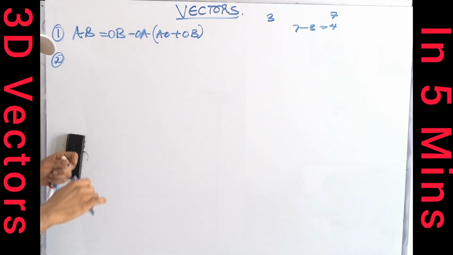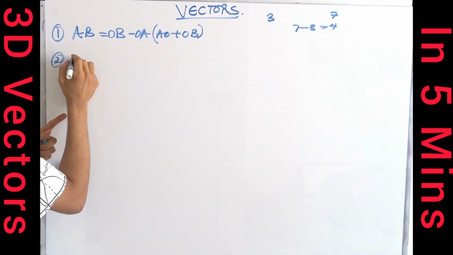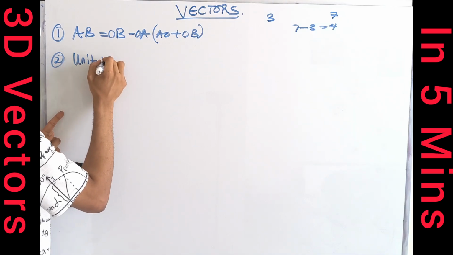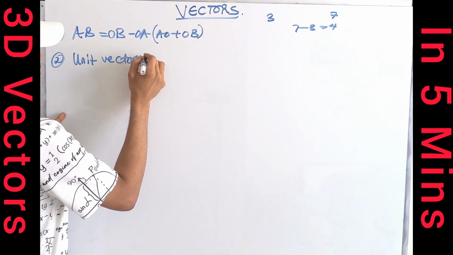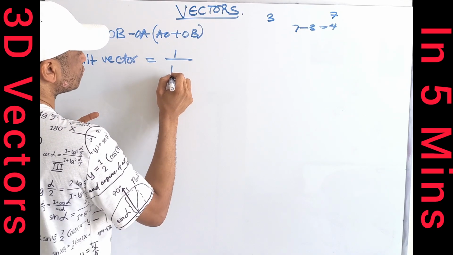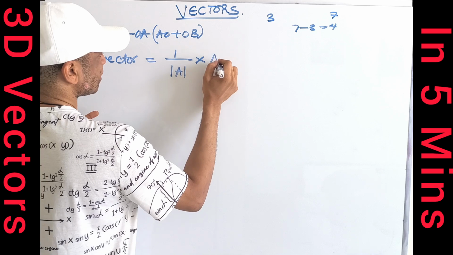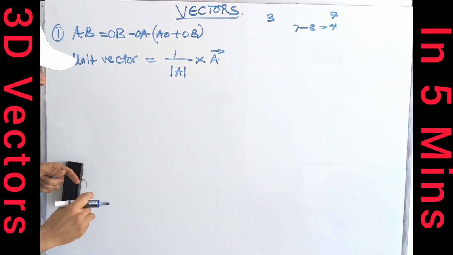Then the second thing you need to know about vectors is what we call the unit vector. The unit vector is 1 over the magnitude of the vector, let's say this is vector A, times the vector itself. So this is the unit vector.